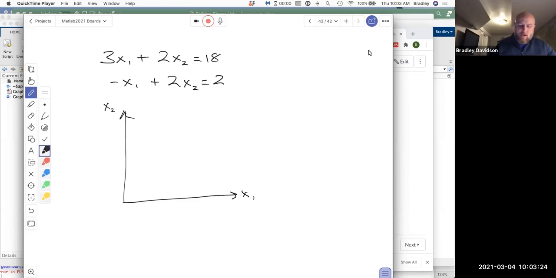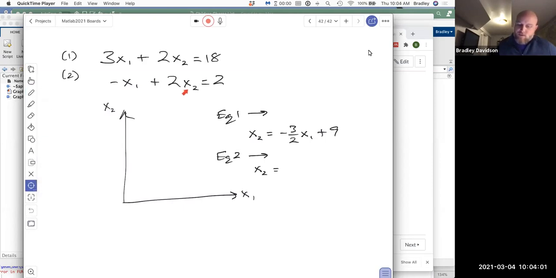Okay, so to do that, we have x2 as a function of x1, and so we're going to rewrite the equations into these two functions. So equation 1 becomes x2 is equal to negative 3 halves x1 plus 9. And then equation 2, of course, we're doing the same thing to both sides. Add x1 to both sides, then divide by 2. So x2 is 1/2 x1 plus 1.